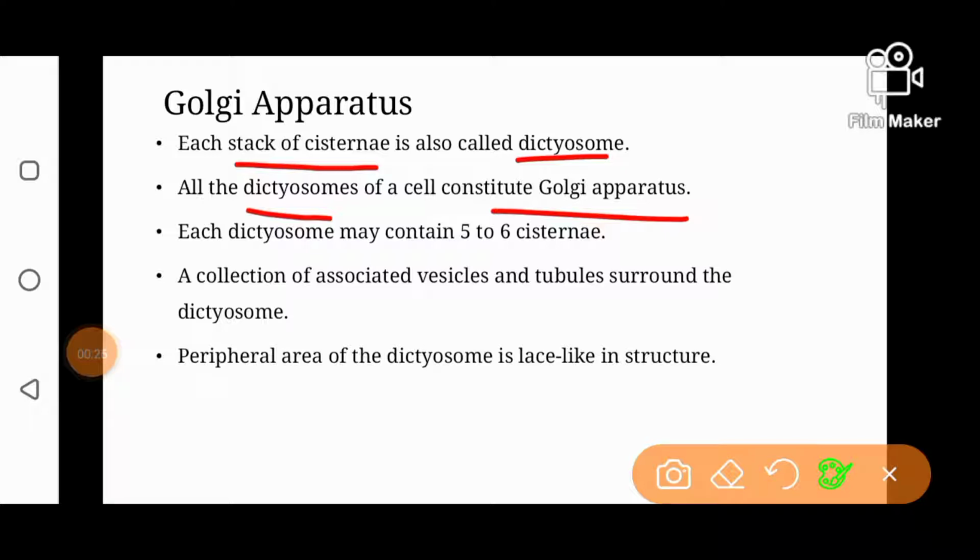Each dictyosome may contain 5 to 6 cisternae, or in some cases up to 20 cisternae. A collection of associated vesicles and tubules surround the dictyosome, and these tubules and vesicles give a lace-like appearance to the peripheral region of the dictyosome.